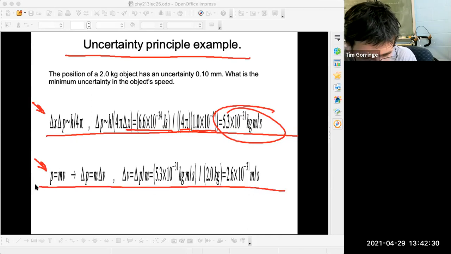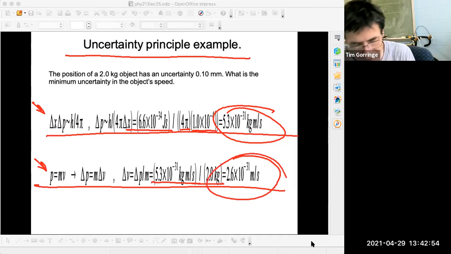And then if I am asked how well I can know the speed or the velocity, let's just use the relationship between momentum and speed. Let's turn it around: the uncertainty in the speed will be the uncertainty in the momentum divided by the mass of the object. I know the uncertainty in the momentum. I know the mass of the object. I divide one by the other. Here's the uncertainty in the speed.